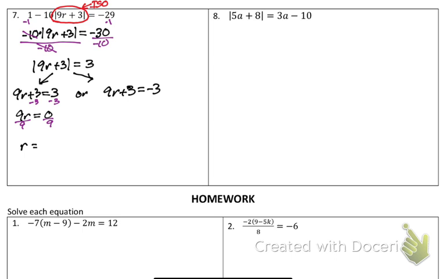0 on top is fine. So this would actually equal 0.